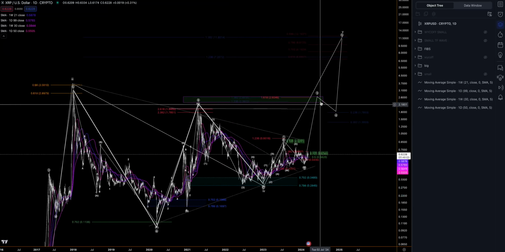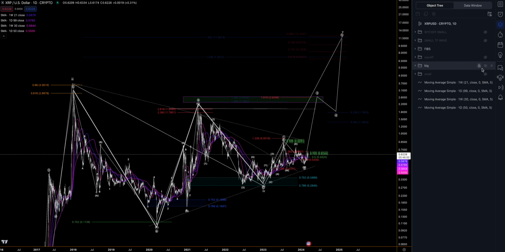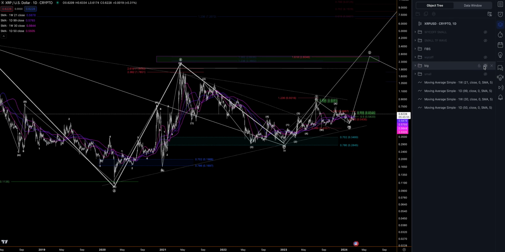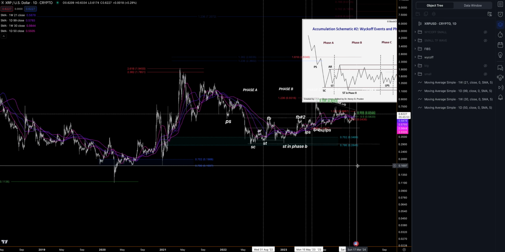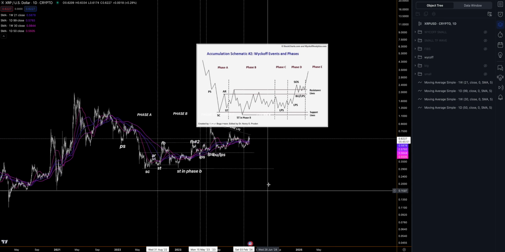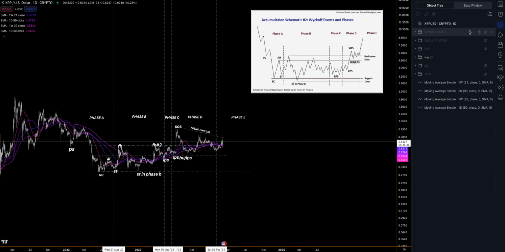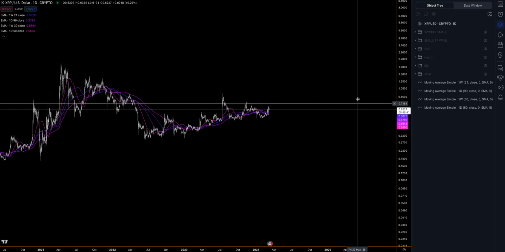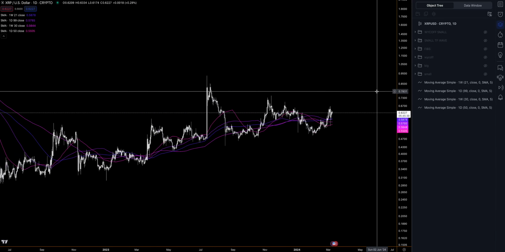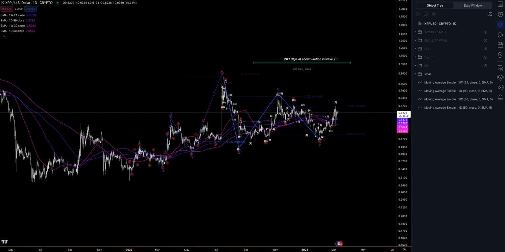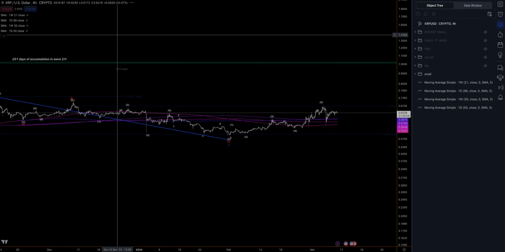Okay, so I showed you the high time frame. I showed you the Wyckoff accumulation schematic that we have here. Okay, but I haven't shown you the very small time frame. So let's go ahead and zoom in over here, and this is the small time frame wave count going back since January.